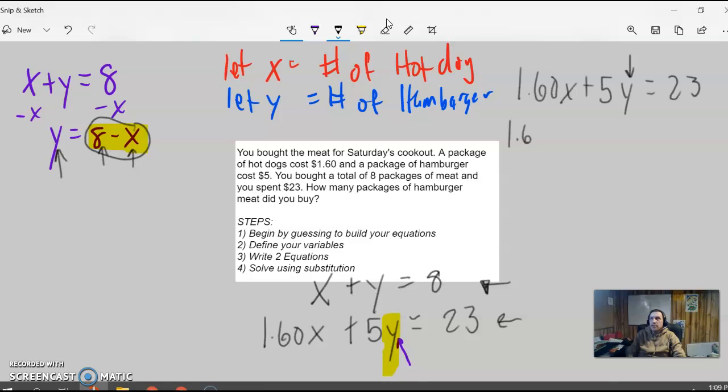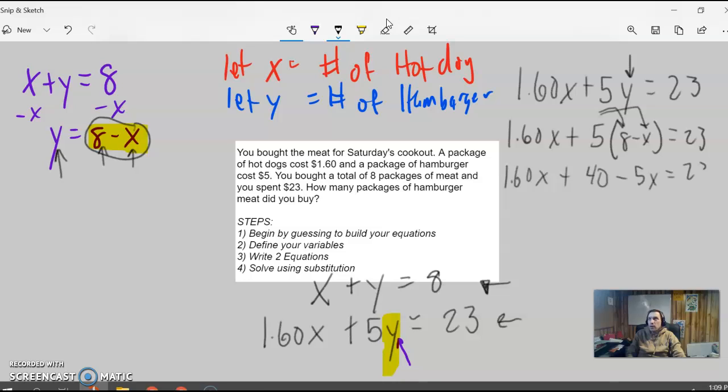So I get 1.60 x plus 5 times the number of hamburgers, but that's the same as 8 minus x, right? That equals 23. And this is what substitution is. We get it to one variable so that we can find that one easier, right? So $1.60x plus 5 times 8 is 40. 5 times x, right? Bring that minus down, minus 5x equals 23.